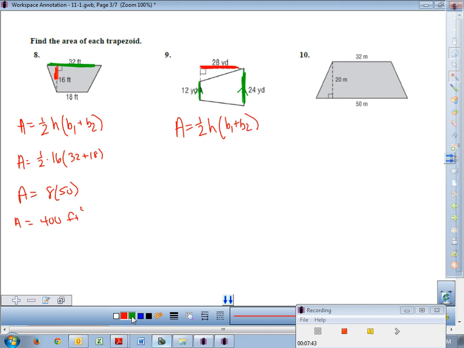And now let's sub in what we know. The height is 28. The two bases are 12 and 24. And half of 28 is 14, and 12 plus 24 is 36. So 14 times 36, we can punch that in. 504, and then it is square yards.